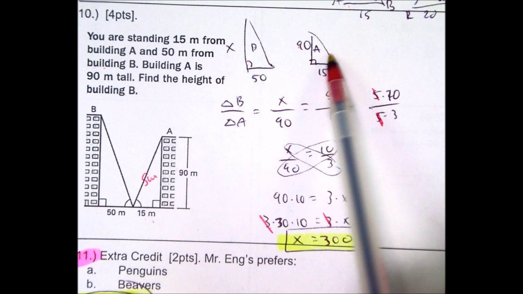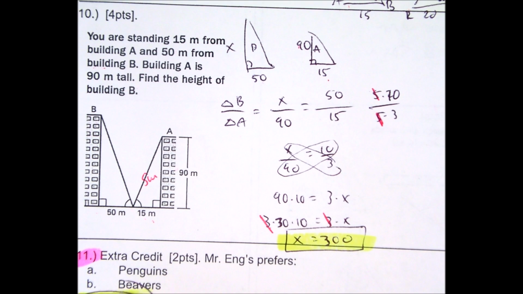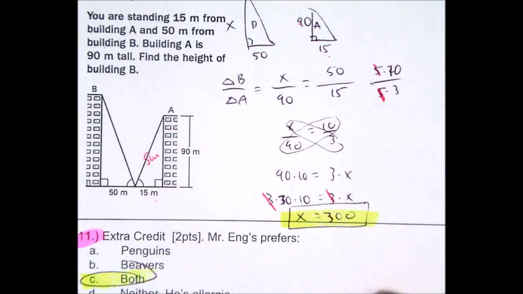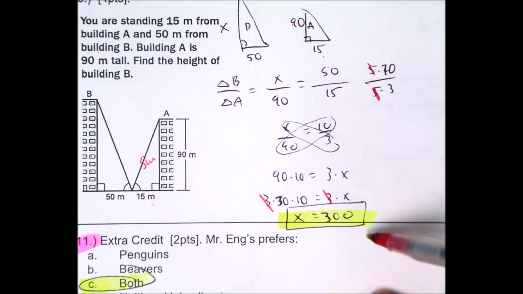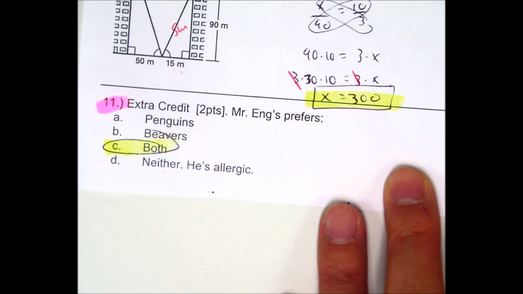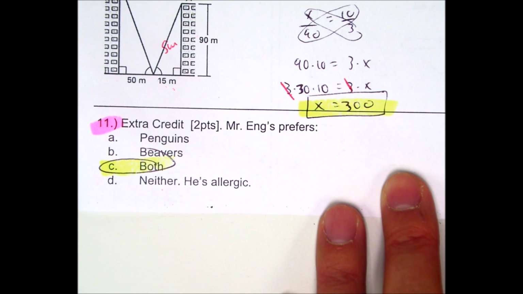If you redrew your triangles correctly, you got 2 points out of the 4. And if you got the correct answer, 300, I gave you 4 points. If you set up your proportions correctly but got the answer wrong, I gave you 3 points. And the answer for number 11 is both animals.